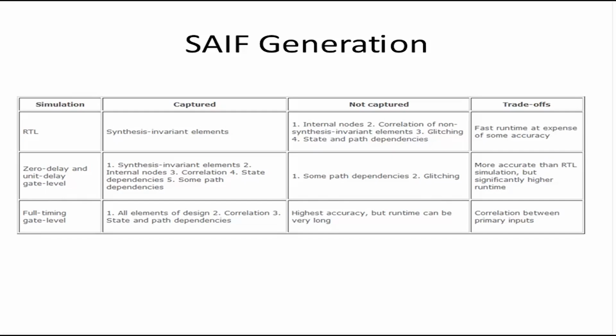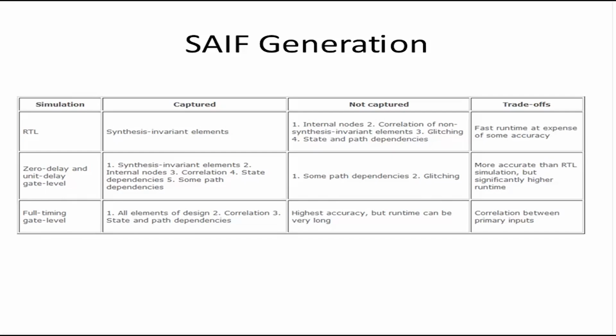Since the delays are not accurate, they are just zero or unit, the glitching is not captured, and obviously some path dependencies are not captured, because again the delay is not accurate. When the accurate delay comes into the picture, some transitions might change, some transitions might follow other transitions, so there will be some state and path dependency which will not be captured. But it is much more accurate than RTL, though it has a significantly higher runtime.